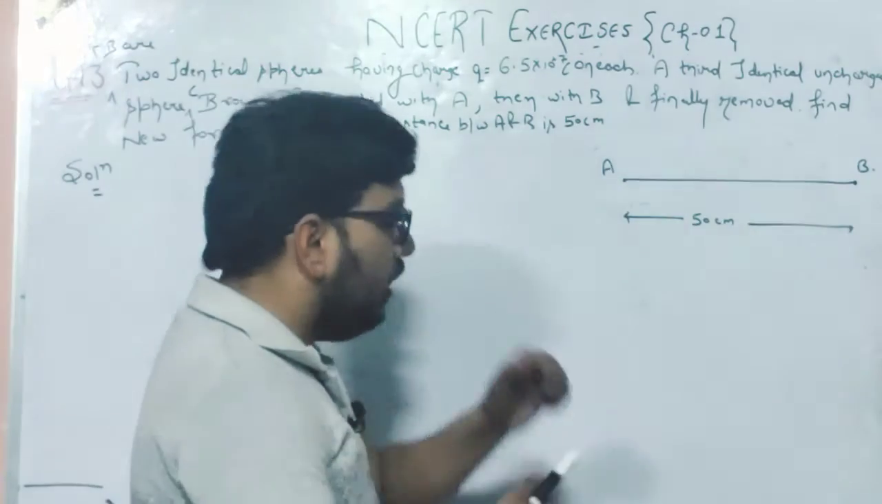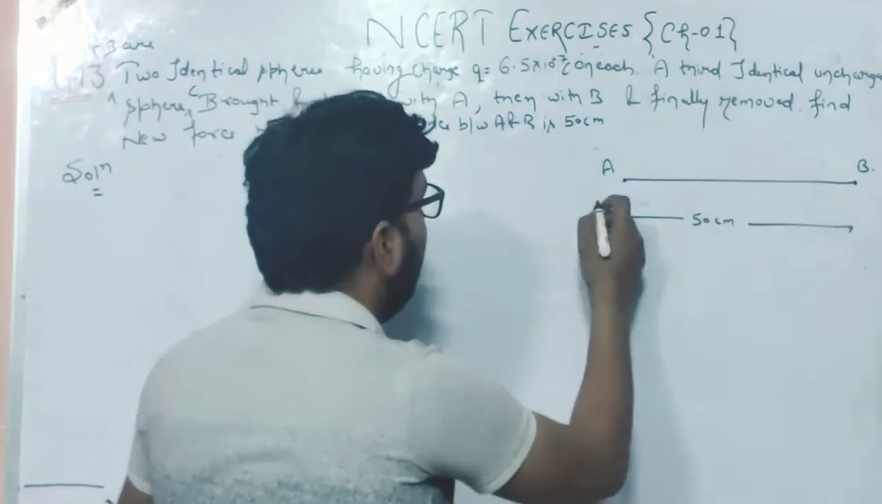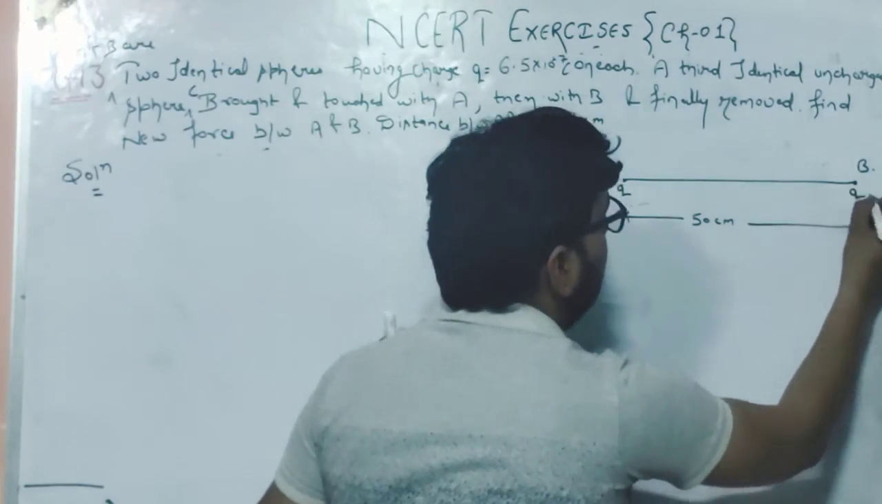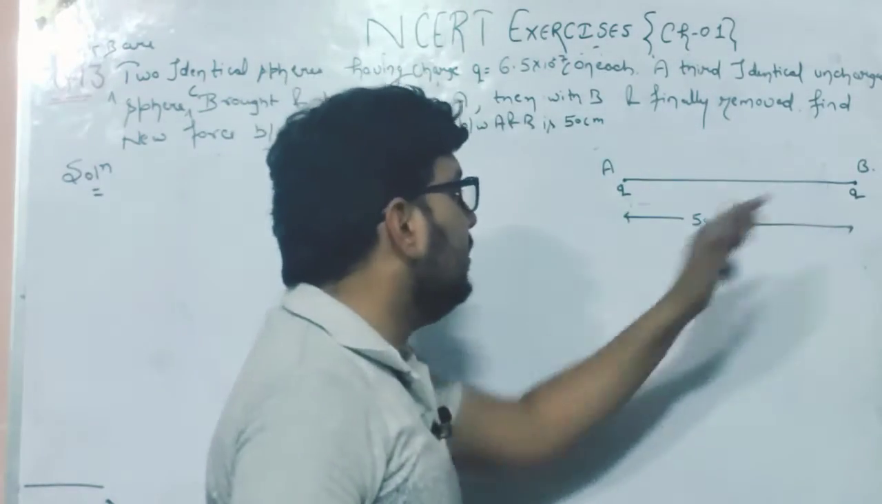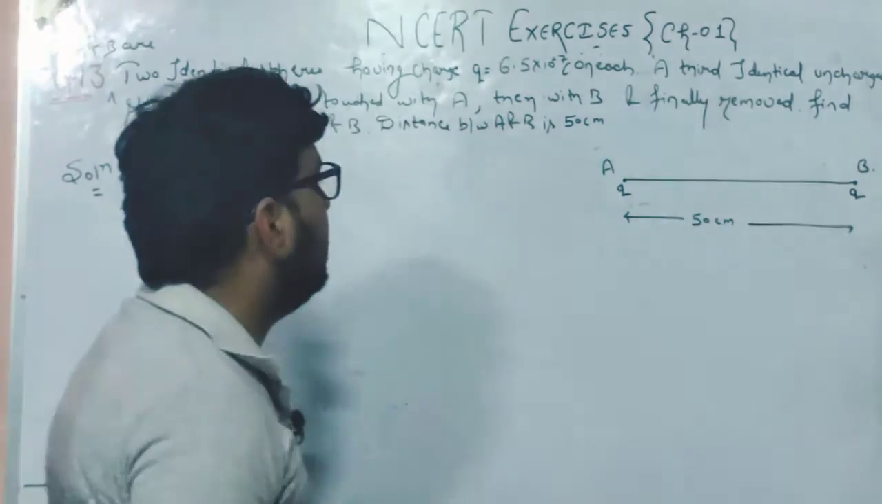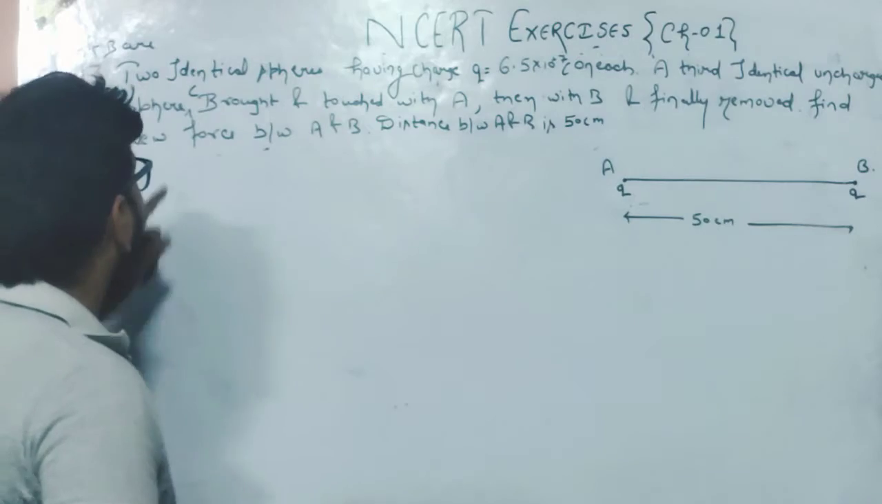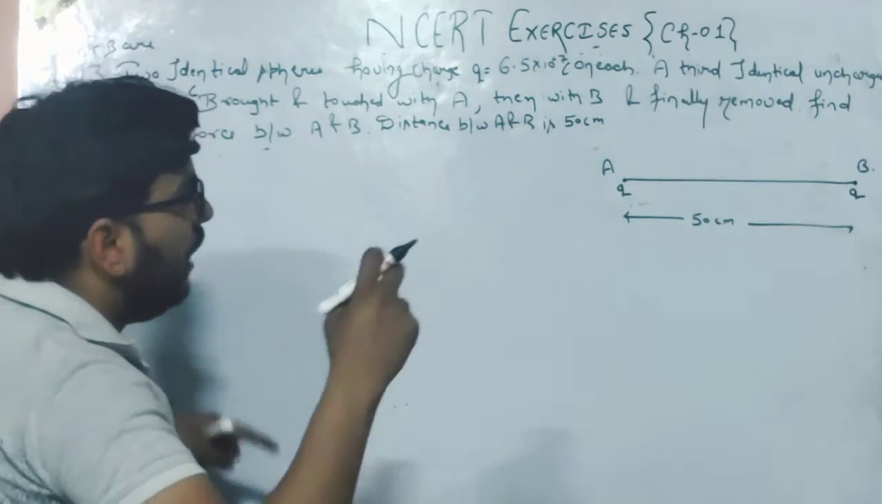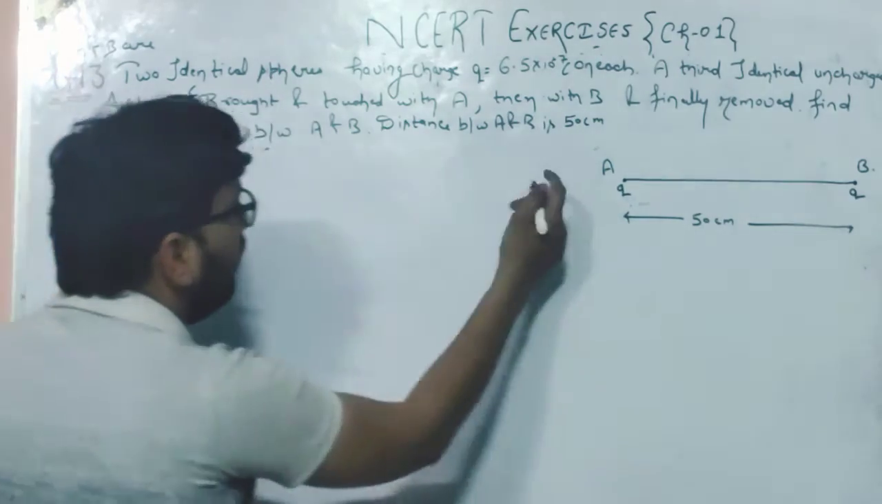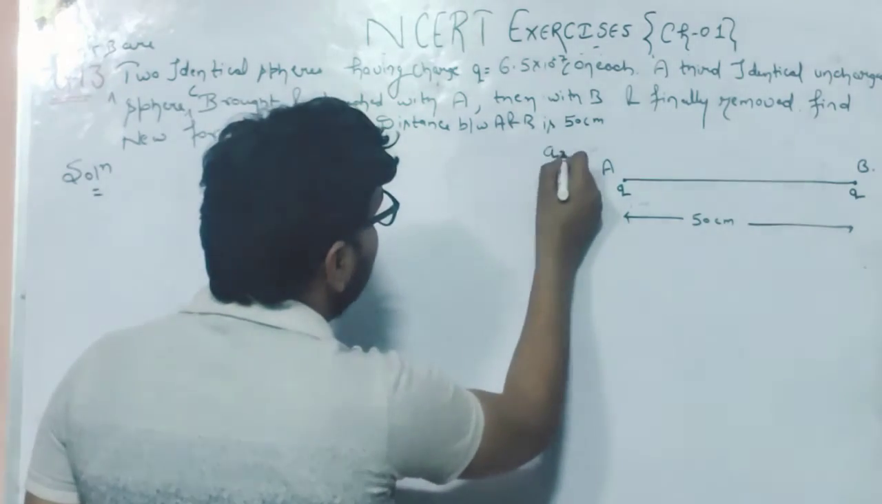So we have two points A and B. At A, charge Q is placed, and charge Q is also at B, since they are identical, and they are kept 50 centimeters apart. Now we bring an uncharged sphere C, which has charge Q equal to 0.